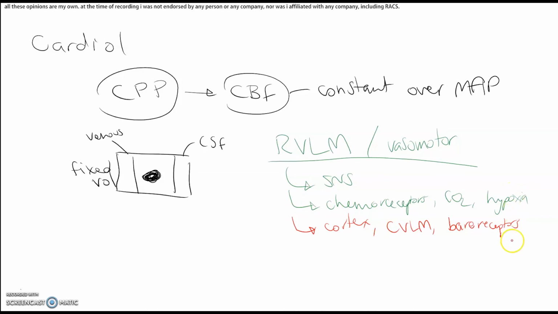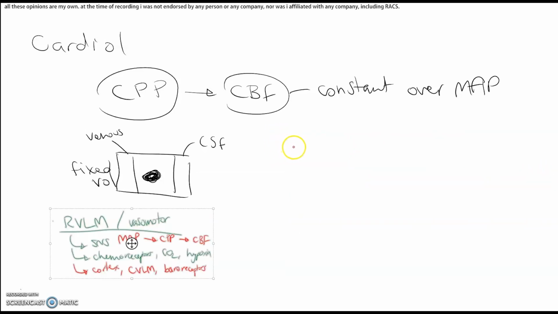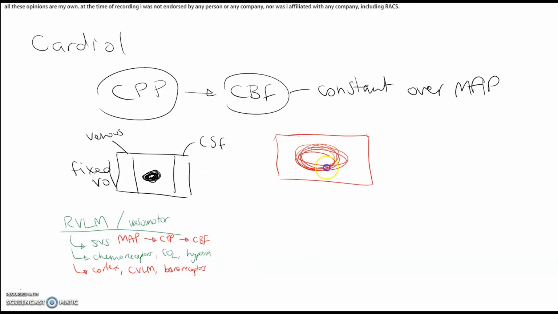So basically, through one of these inputs, either positive or negative, that will be sensed by the RVLM or the vasomotor area, which will alter the amount of SNS output in order to alter the body's MAP in an attempt to keep our CPP and therefore our CBF within normal limits. Obviously at some point, the body is no longer going to be able to compensate. When we've got this fixed cranial vault, if our mass is huge, there is going to be a point where we can no longer get rid of any more CSF or venous blood. And this is where our ICPs begin to rise.